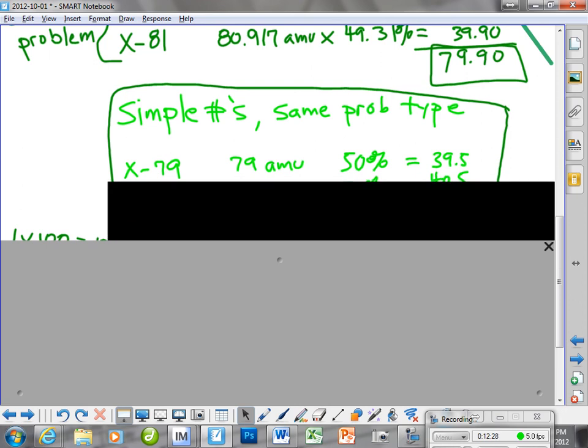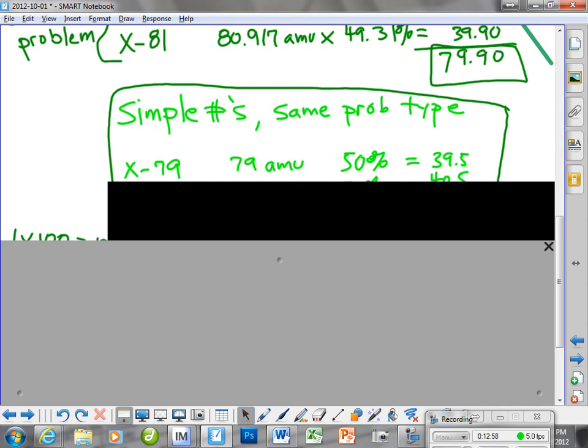I said X79 was exactly 79 AMUs. It's not, but just for fun, I want you to see how this works with simple numbers. 50% is half, isn't it? Okay, so half of all element X has a mass of 79. You're going to see we're going to come out really close. But the important thing is you're going to be able to understand what the numbers mean.